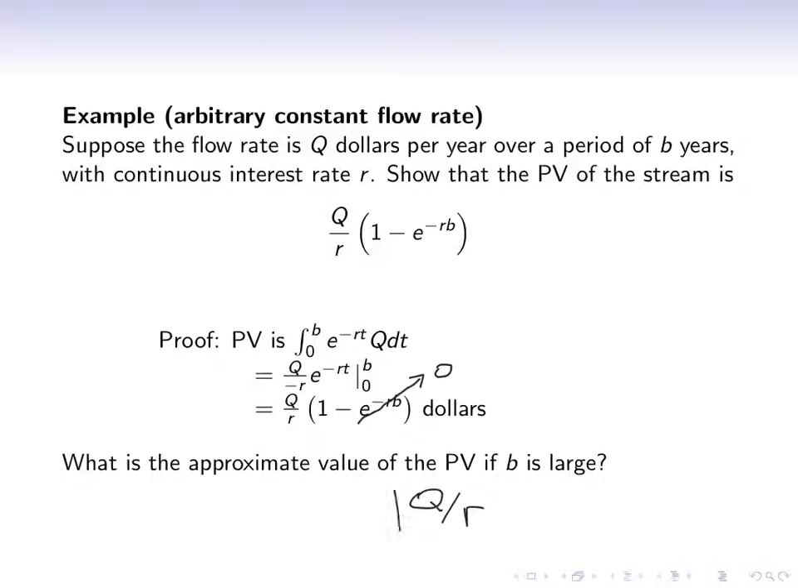So this says that the present value of your stream of payment for large values of B is given by this really simple formula Q over R. The striking thing about this is that if you go far into the future, say decades into the future, then the limiting value does not depend on time. We'll return to this idea in the near future, but for now, that is the end of section 8.2 on streams of income.